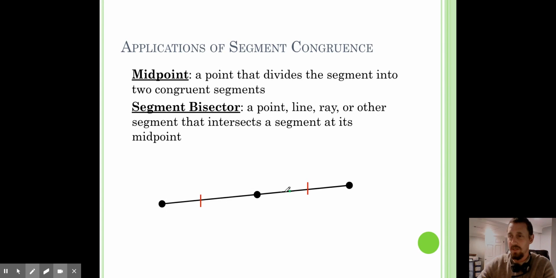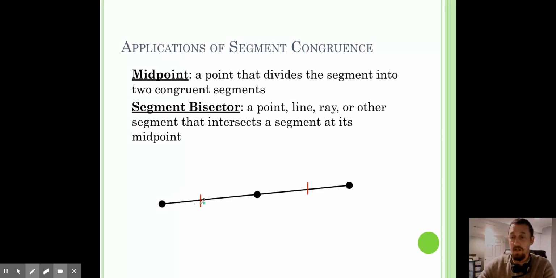In this case, these are collinear segments. They're actually on the same line. And this point in the middle is exactly halfway from either end, and that makes it a midpoint. The congruence proves to us that it is a midpoint.